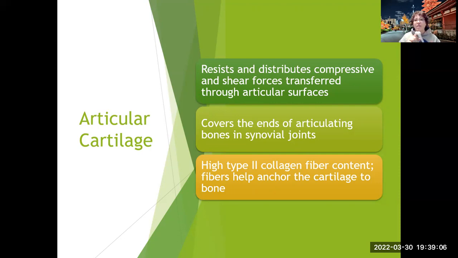Articular cartilage covers the end of articulating bones in synovial joints. It has high type 2 collagen fiber content, and it helps anchor the cartilage to the bone. The other thing we talked about, the periosteum on the long bones, also provides attachment places for ligaments and tendons and other connective tissue. So we're not just bolting it onto the bone; we have to have something to connect to, and the periosteum is where it connects onto bones.